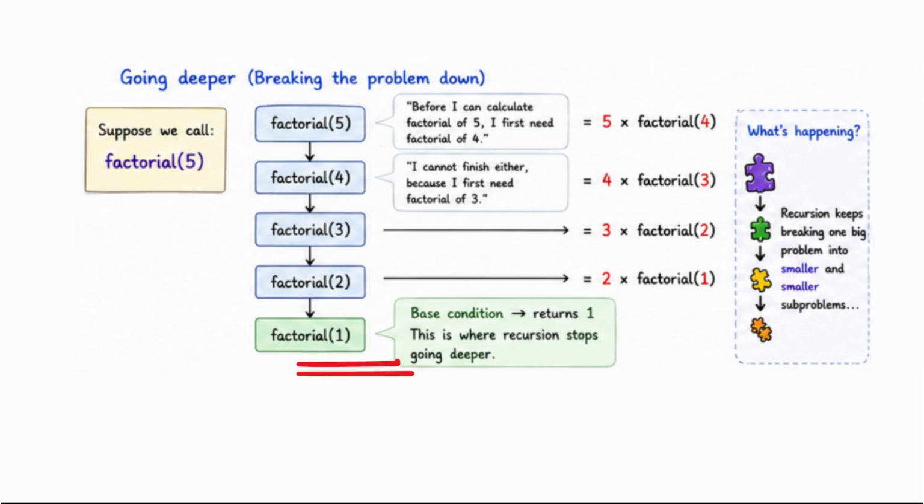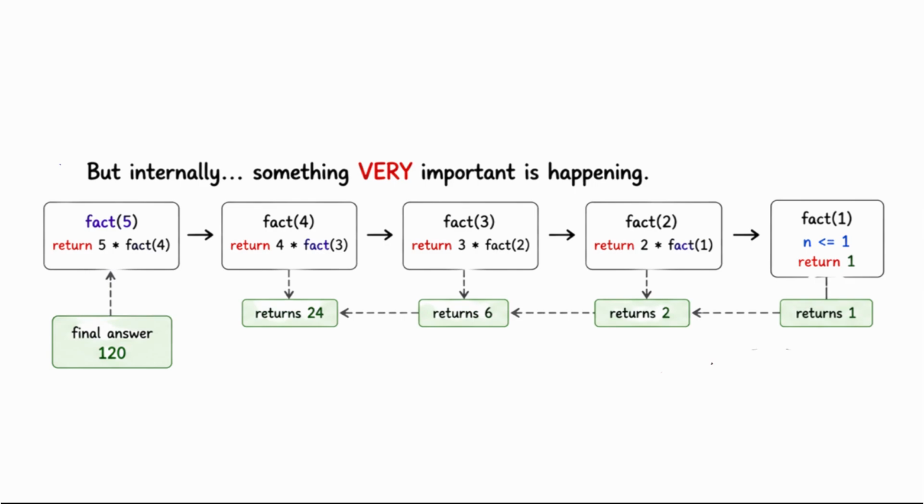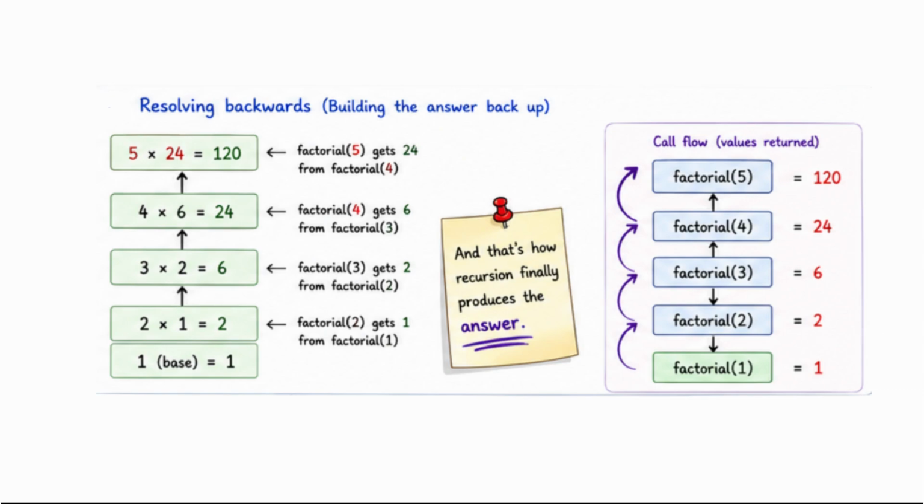And this is very important. At this point, the function returns 1. This is called the base condition. And this is the exact point where recursion finally stops going deeper. Until then, the function keeps breaking one big problem into smaller and smaller sub-problems. To calculate factorial 5, it first tries to calculate factorial 4, then factorial 3, then factorial 2, and finally factorial 1. Now, once the base condition returns 1, everything starts resolving backwards.